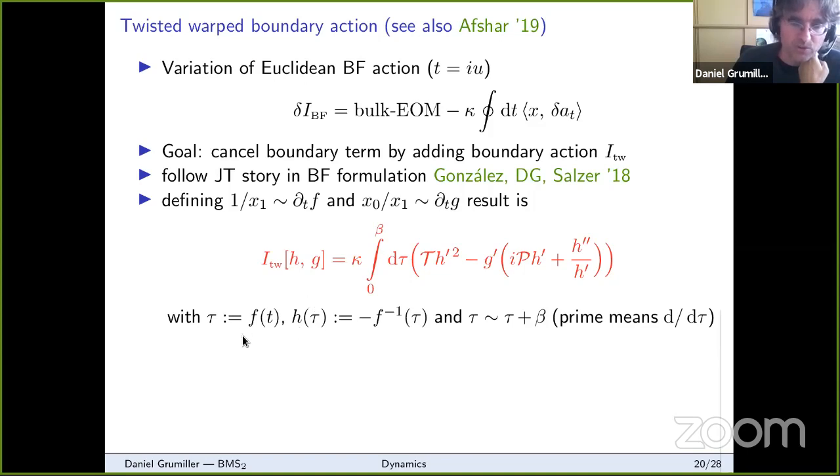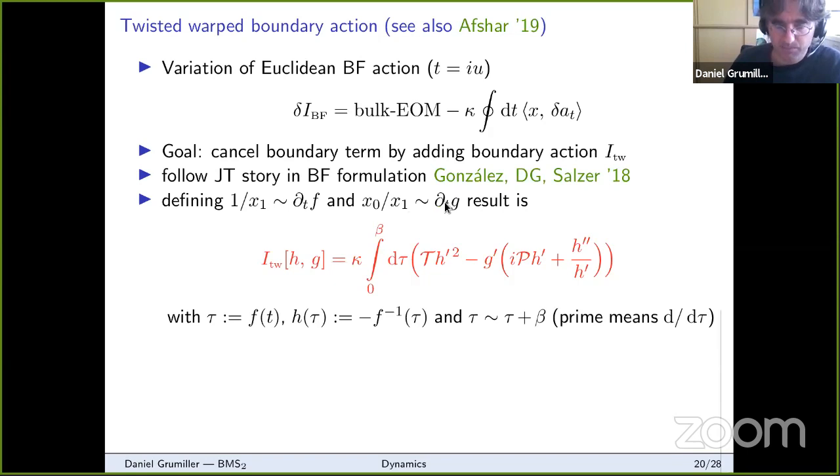And then we do a similar construction as for the SYK model. We introduce a variable tau, which is just this function f of t, and a function h of tau, which is the inverse function f to the minus 1 of tau. And we compactify tau with some period beta, which is then interpreted as the inverse temperature. And prime now means derivative with respect to tau. So with all these definitions in place, this is the analog of the Schwarzian action.